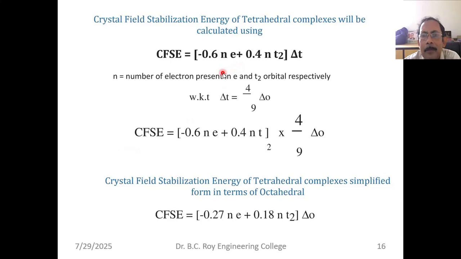Next, if we calculate the tetrahedral value, it is 4 by 9 into delta O. The tetrahedral value is lower compared to octahedral. So for tetrahedral, the CFSE will be calculated like this: minus 0.6 Ne plus 0.4 N T2, but just observe that there is no G mentioned here. We are just mentioning E and T2 into delta T. Delta T is the splitting energy for the tetrahedral complex. Here we get delta T equal to 4 by 9 delta O, and that is the relationship.